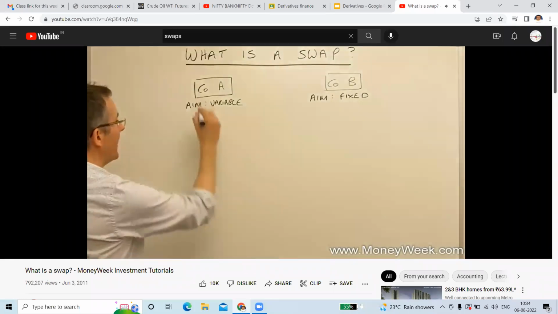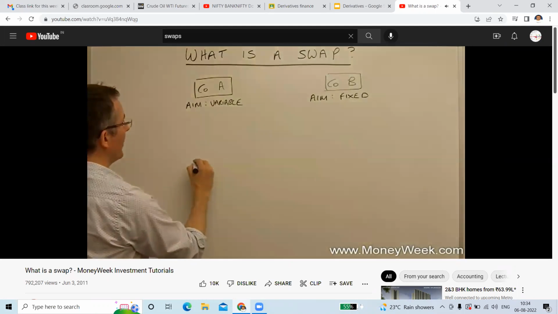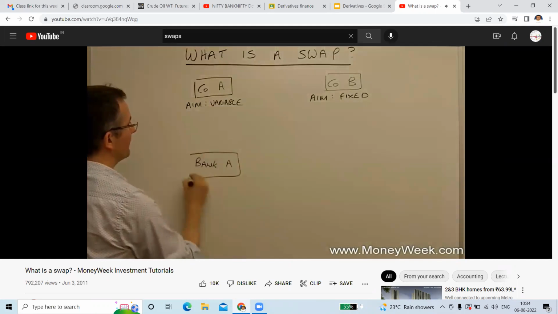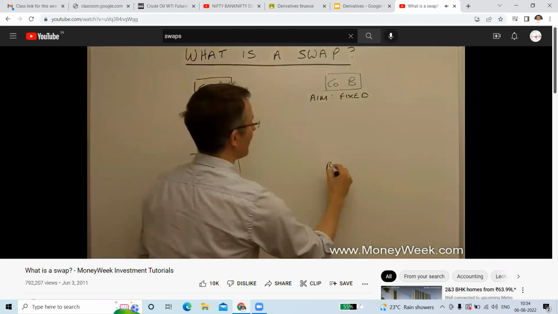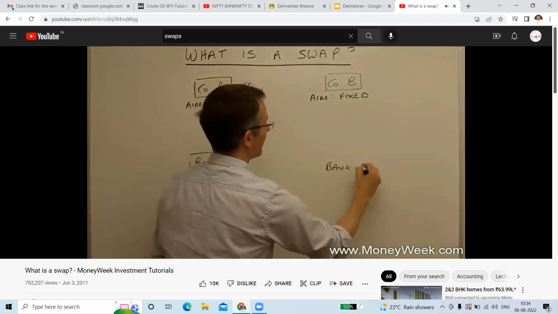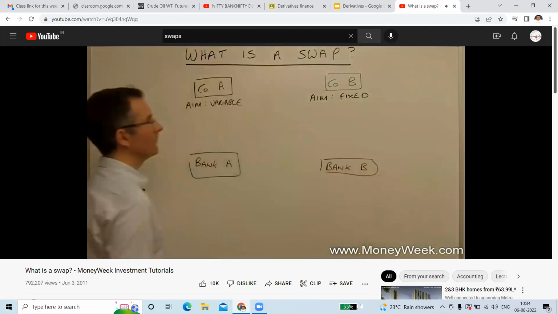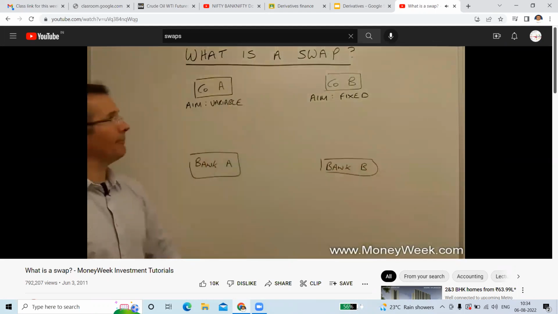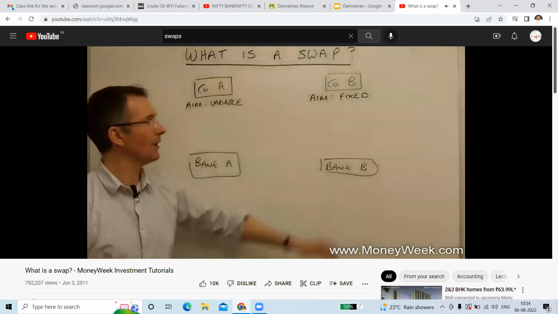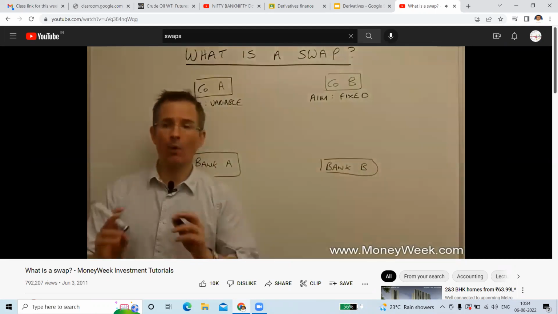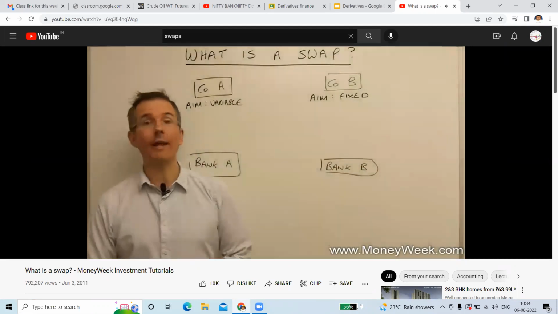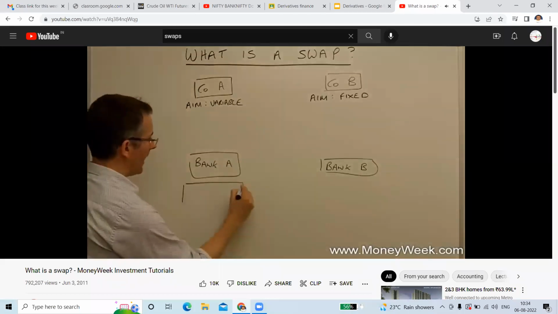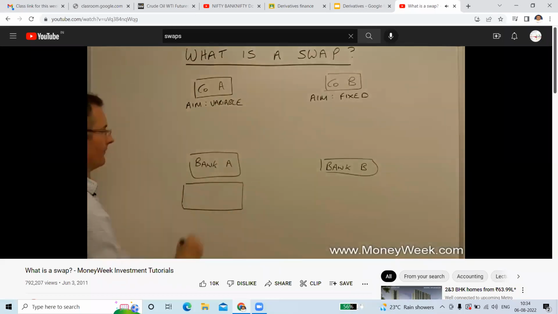Okay, so Company A goes to its bank, which rather unimaginatively I'll call Bank A. Company B goes to its bank, which I'll call Bank B. Basically, here are the terms on offer. Now, Company A is big, well-known, well-established. Company B, a little bit smaller, finds it harder to raise money. So, Company A goes to its bank and is offered the following.